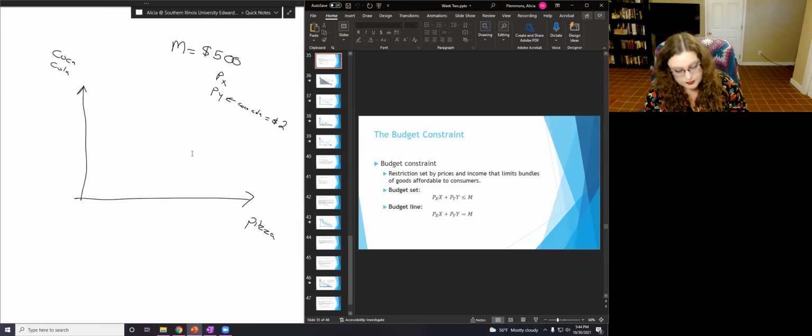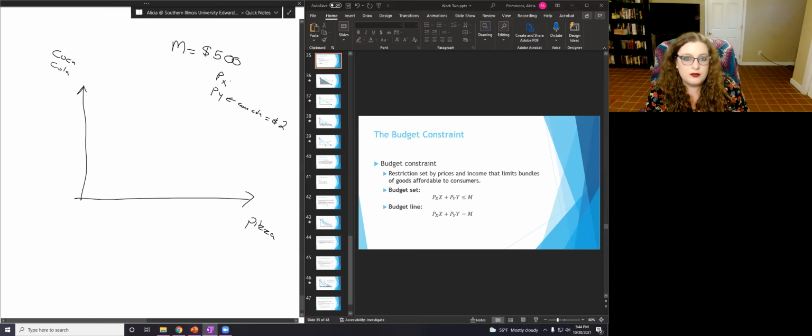Then let's go into the price of X. The price of X is whatever it is for pizza, because X, remember, is our horizontal axis. Pizza, let's say, is $10. We're just going to make life real easy. The budget constraint is the line of possibilities of the different things that you can purchase. So what are the parts of this?